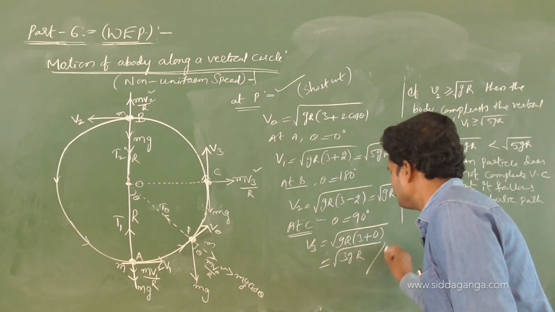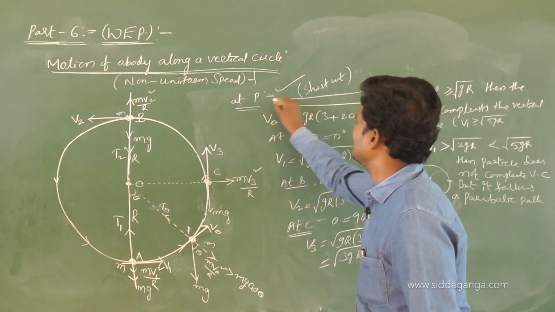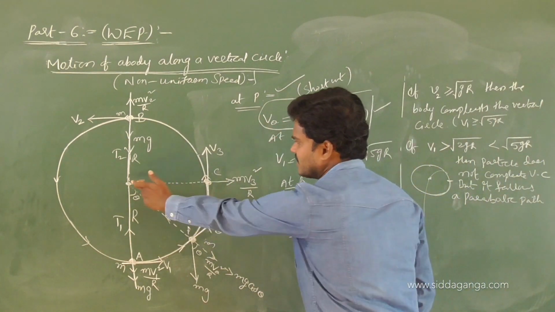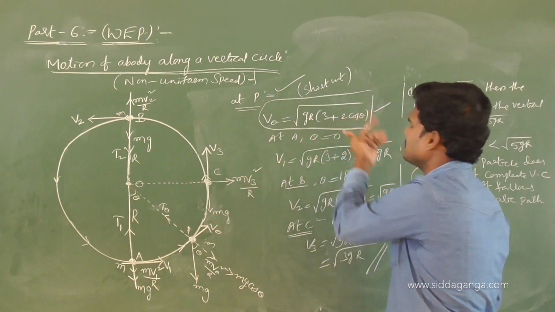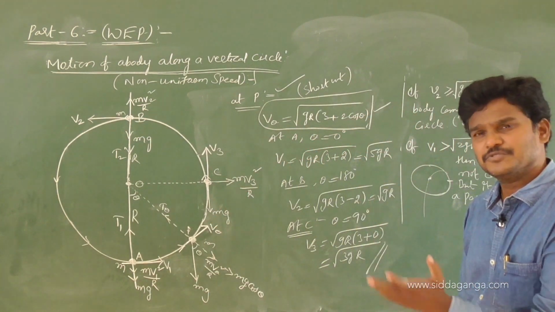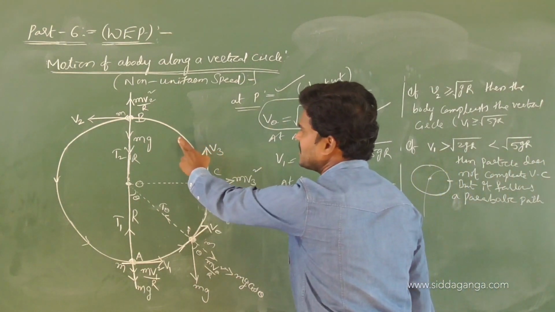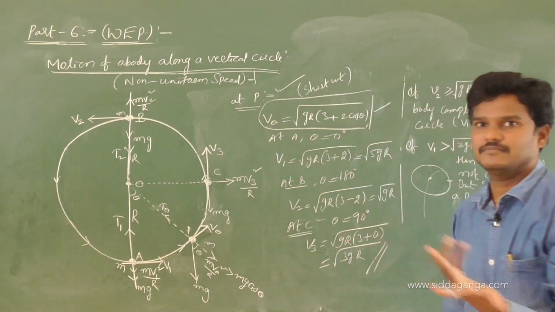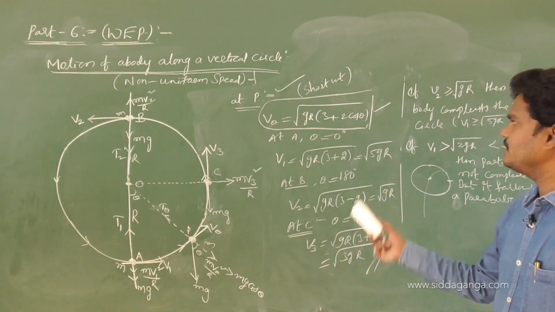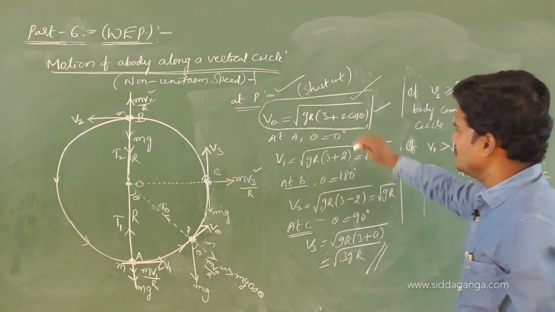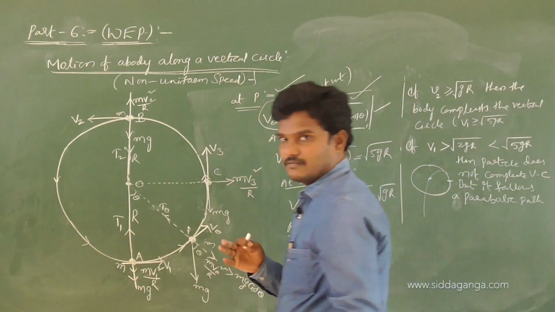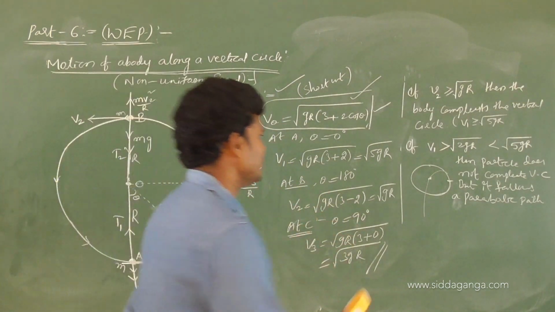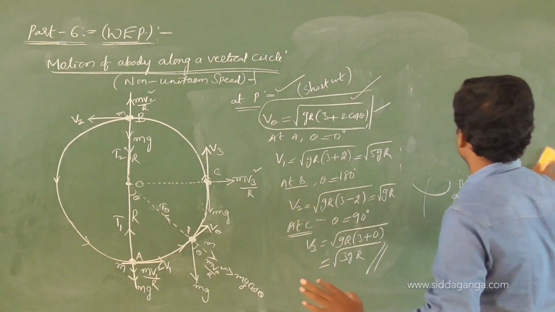So better you remember this formula to get the velocity at any point. If they give 45 degrees, substitute 45. If they give 60 degrees, substitute 60. If they give a point here making 120 degrees, substitute 120. Then you will get the answers. So V1, V2, V3. Better you remember this formula to get velocity at every point. Keep the formulas in mind.